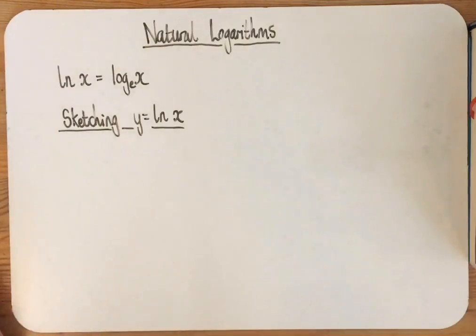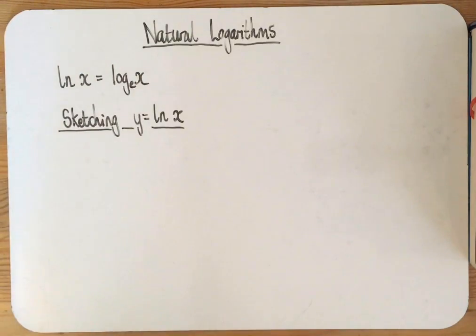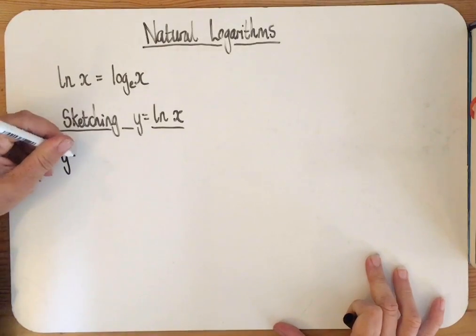Right, we need to do a bit of work on natural logarithms. Go back to logs again. So notation: ln x is equal to log to the base e of x. And we're just going to focus on sketching first. So I want to sketch y equals ln x.